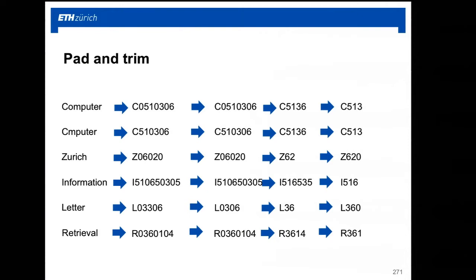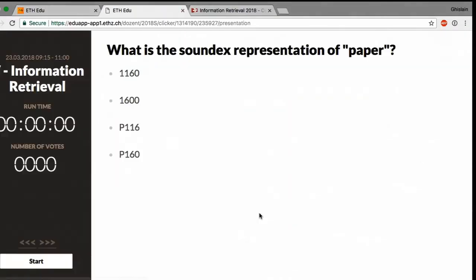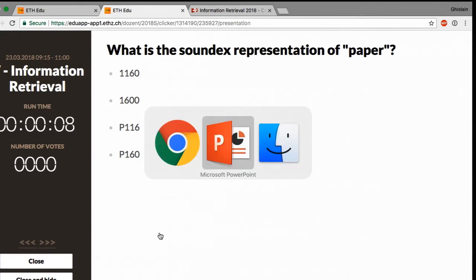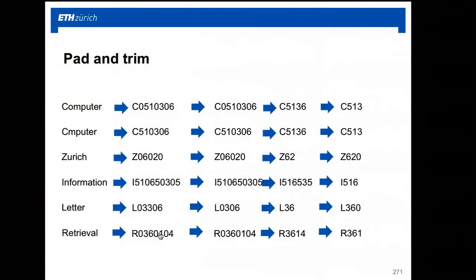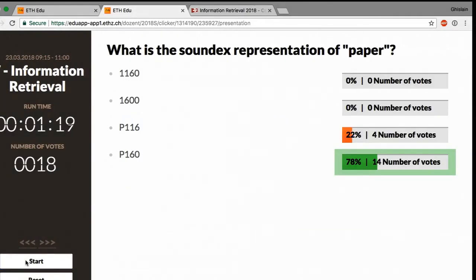Who thinks they understood the Soundex algorithm? Okay, so you could do it on some words. Okay, so let's see. Here, I have a Soundex question. What is the Soundex representation of paper? And I can show you again the slides. Okay, I hope I checked the right one. Yes, exactly. So how did you do it?